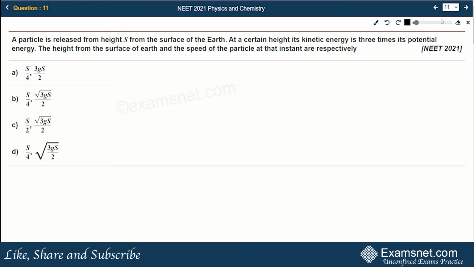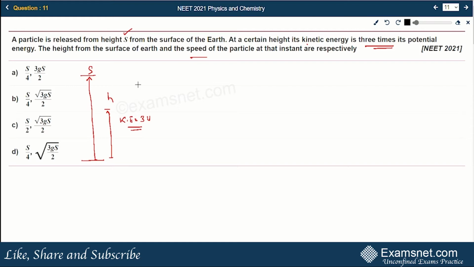Okay, so question number 11 is from the chapter Motion in a Straight Line, and the question is: a particle is released from height s from the surface of the earth. At a certain height, its kinetic energy is 3 times its potential energy. Then the height from the surface of the earth and the speed of the particle at that instant are respectively. So suppose this is your surface, then from this height s, the particle has been released, right? Then on coming down at a certain height h, its kinetic energy becomes 3 times the potential energy, isn't it?